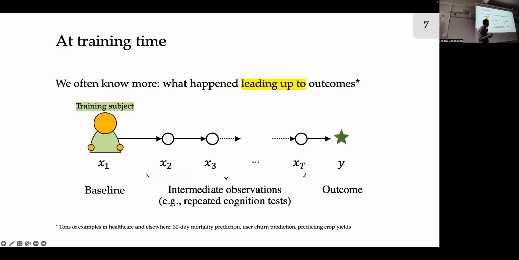But you can imagine predicting whether a user will churn, will leave your software system in a year or in a month or something like that. You can imagine predicting the crop yields for a farm. All of these are tasks where you have some kind of fixed follow-up time in the future that you care about, but you can also conceivably collect information between your baseline and your follow-up.